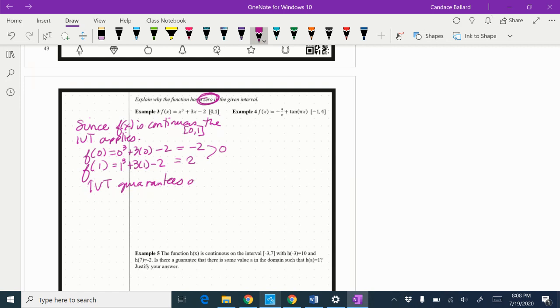I don't like the way I'm writing that. Let me fix that up. Let's add this stuff in first.